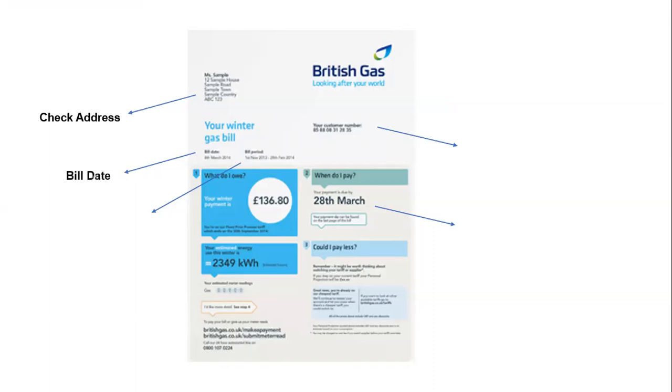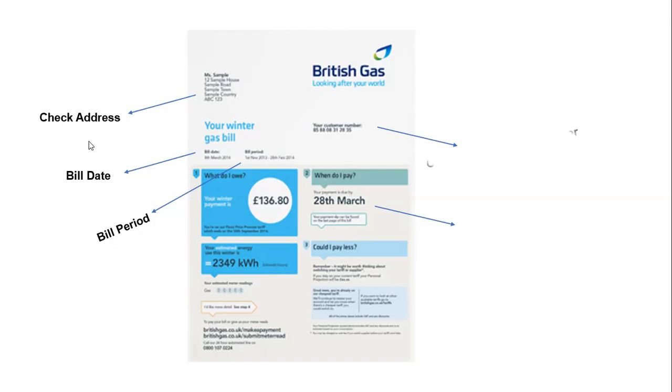Then you look at the bill date, which is when you received the bill or when the bill was issued, and again the bill period. This is the period that you're being billed for. For example, it could be a monthly bill, from the 15th of April to the 15th of May. If it's a quarterly bill, which is 3 months, it should take you from, for example, February to April. So always check your bill period is correct and that it follows on from your previous bill.